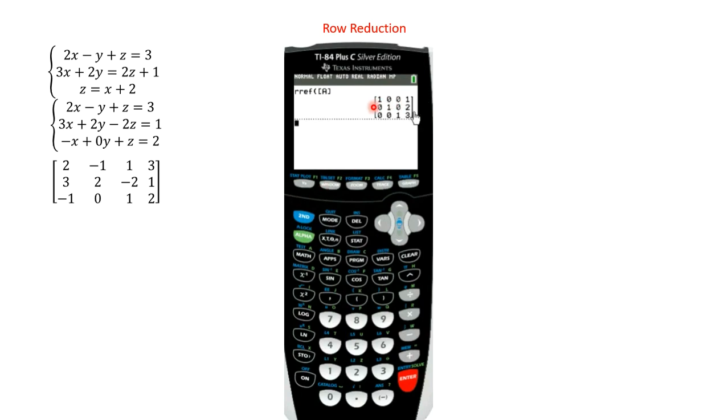Look at that. 1, 1, 1, 1, 2, 3. That means x equals 1, y equals 2, z equals 3. Done. That was a lot easier than solving it by hand using elimination, wasn't it? So do you see what I mean when I say this will be your preferred method? So much easier.